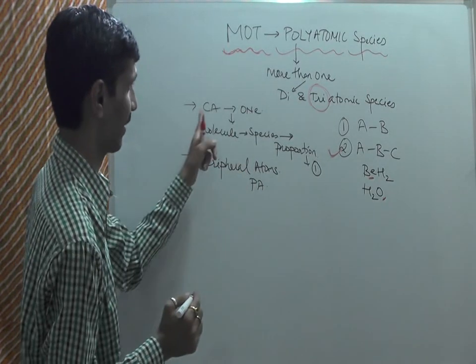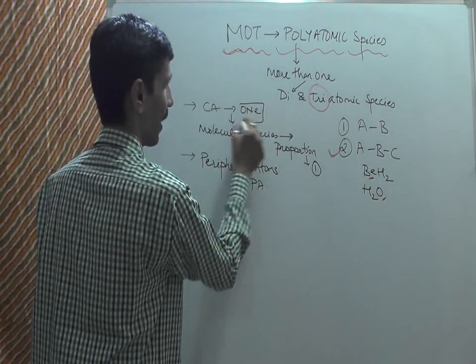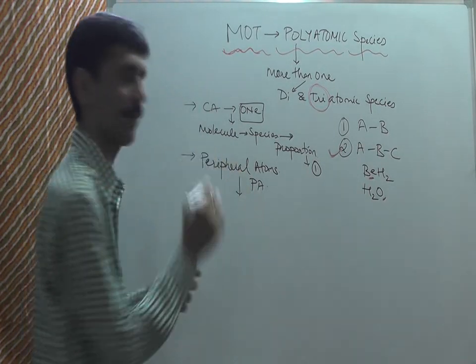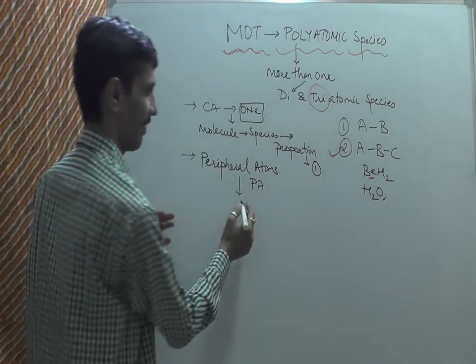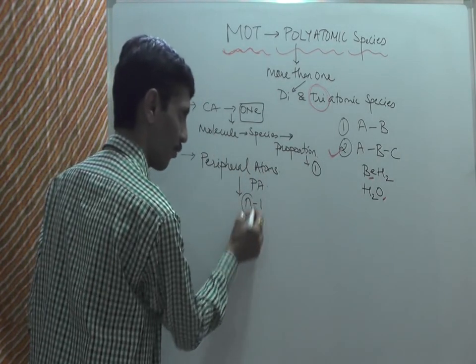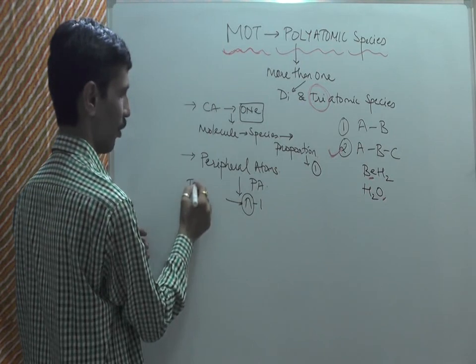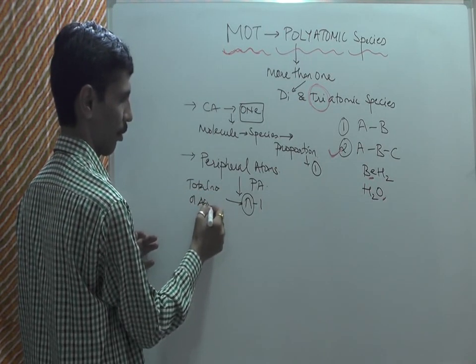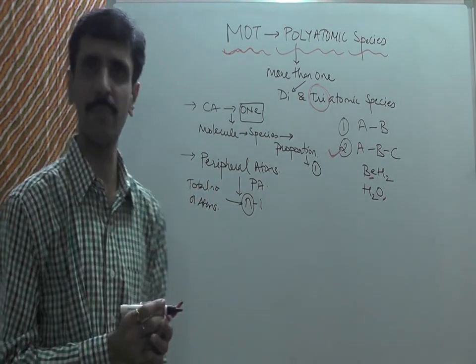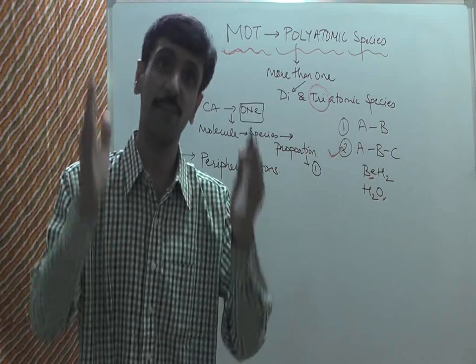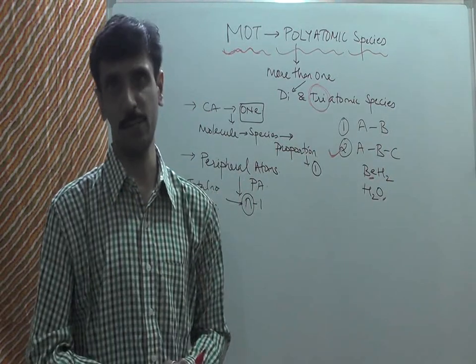Now as I said, the central atom is always going to be 1. So how many peripheral atoms have to be there? The peripheral atoms are simply n minus 1. Now what does this n stand for? n stands for the total number of atoms in that particular molecule, as I told you, triatomic, tetraatomic, and so on. So n stands for the total number of atoms in a molecule.